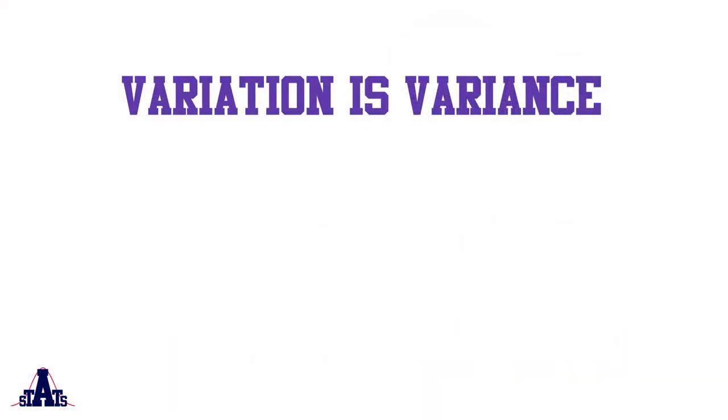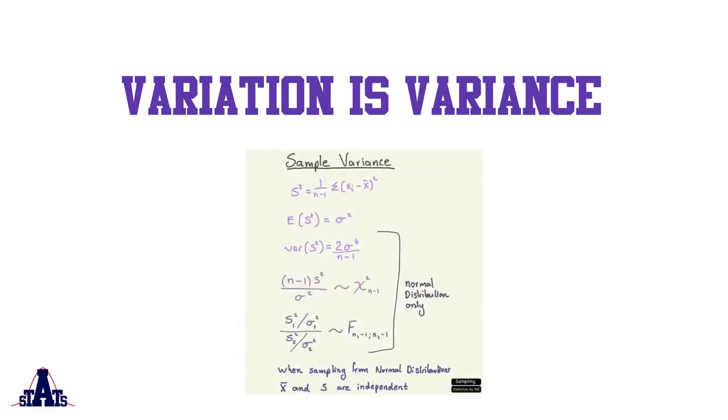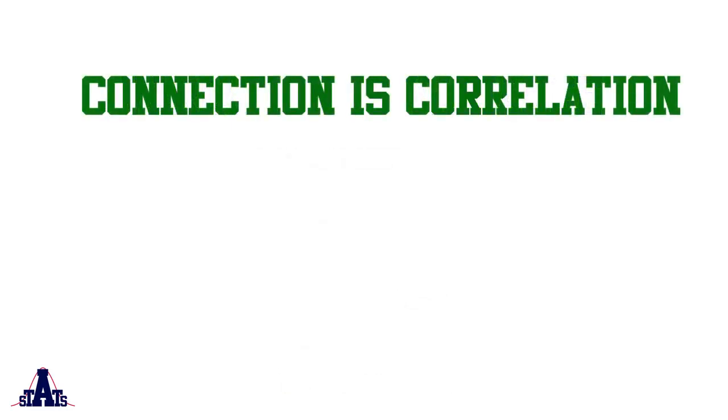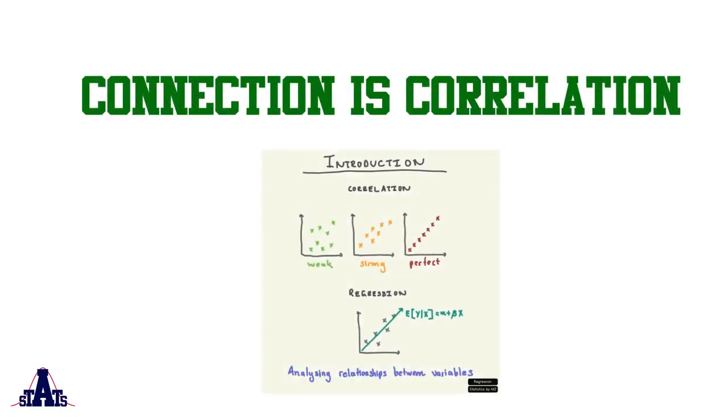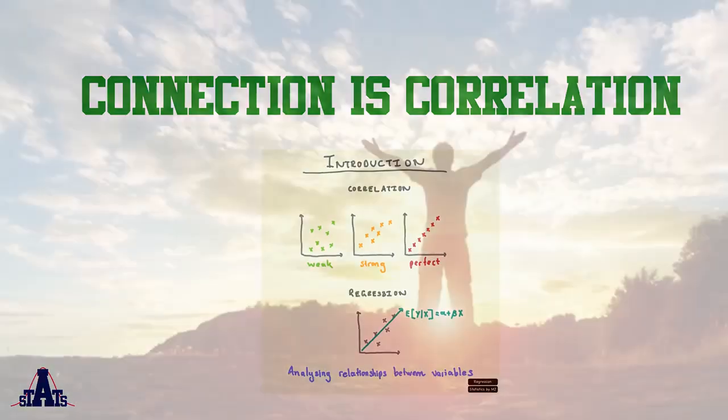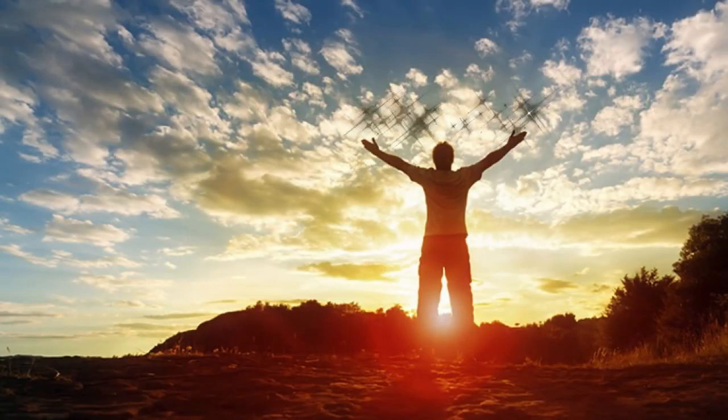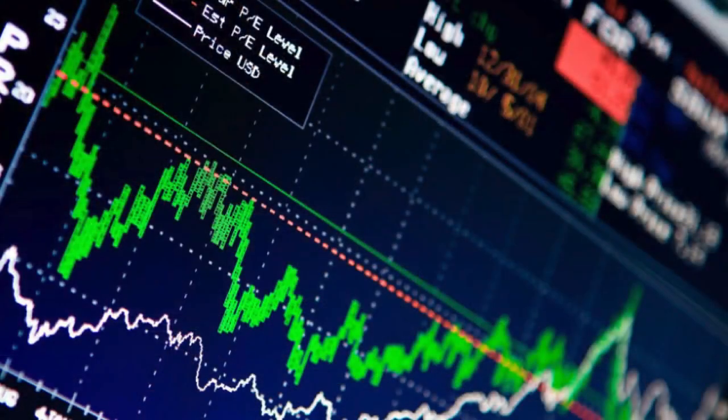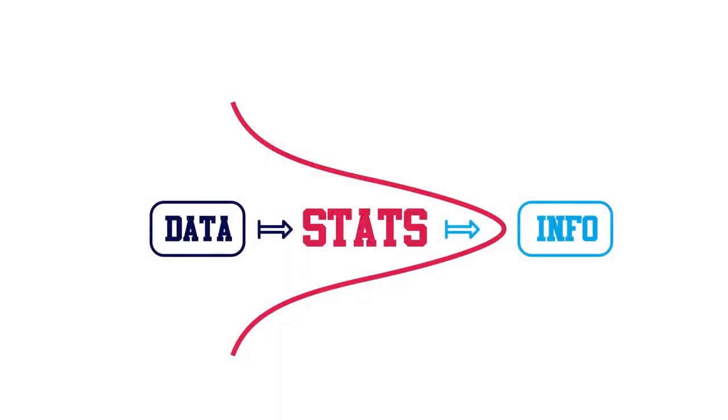So variation is like variance, and that's one of the things that we study. Connection is like correlation. Again, it's something else that we study. Correlation is quite important, especially when it comes to investments, because if you understand this, you can own financial markets. So there, we've answered the question, what is stats? It's taking data, it's getting some information.